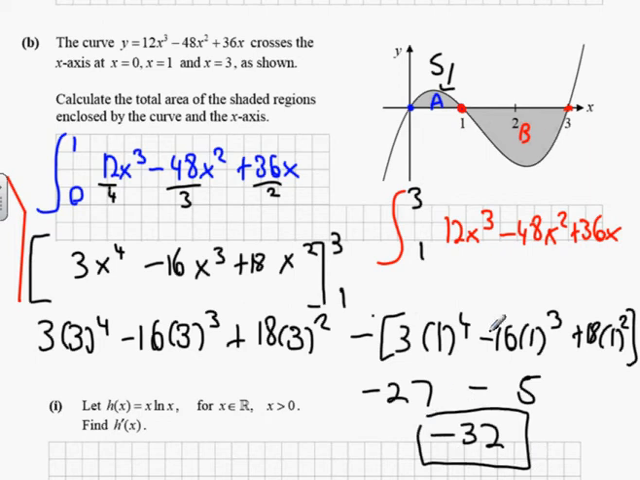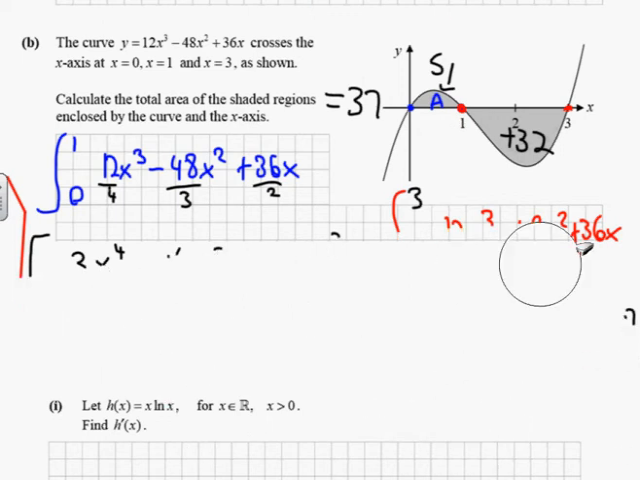Now this area of minus 32, the minus simply represents that it's below the x-axis. However, areas are considered positive, so it's going to be plus 32. 32 plus 5 gives us a region of 37. Area equals 37. Okay, so now we're on the next one.